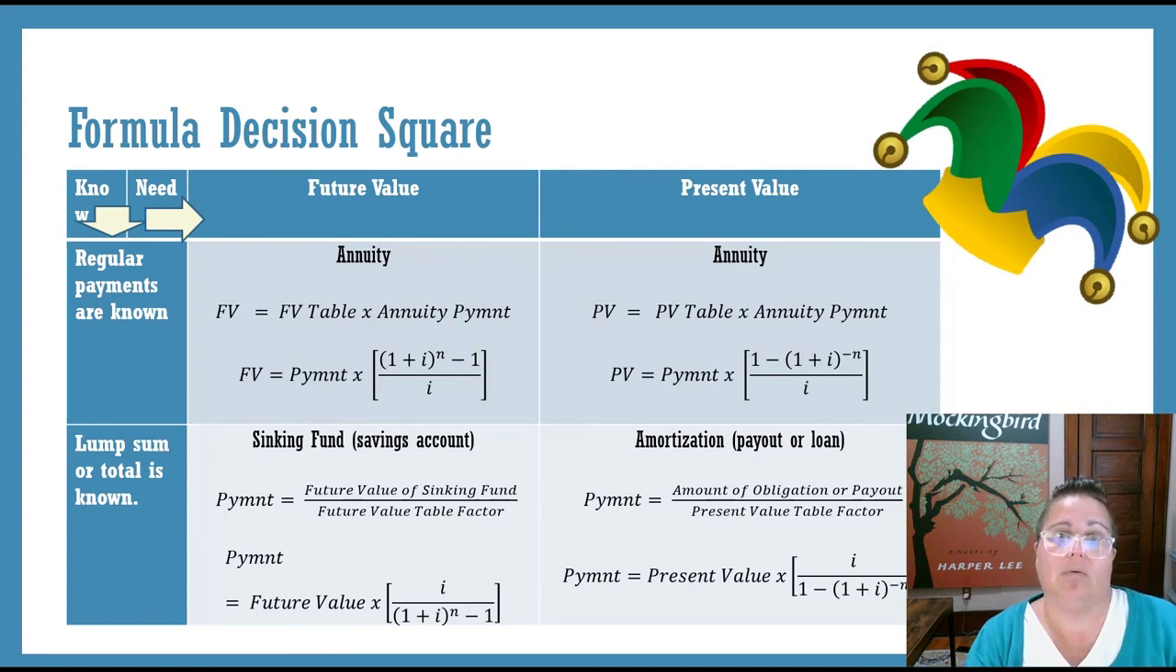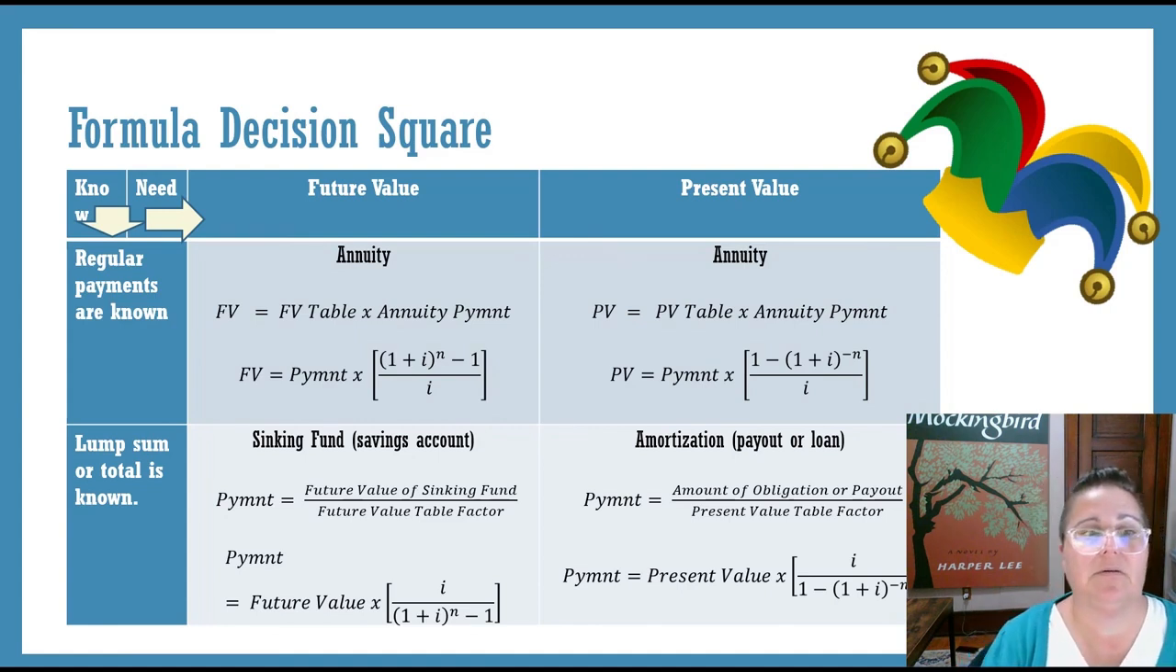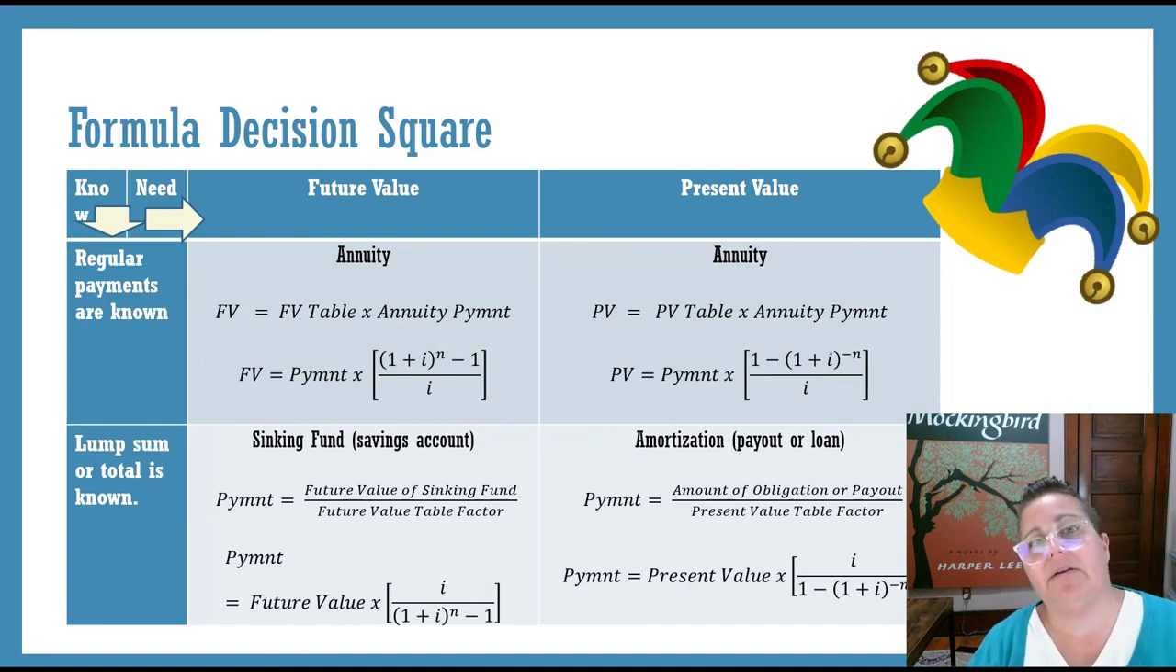What do you know? If you know the regular payments, so if you know how much the monthly payment or the quarterly payment is, and you need the value in the future, then you use the first square here. That's the future value annuity. If you know the lump sum and you're trying to find the payment amount, right? You know the lump sum, so you know how much you want to have in the future, and you're trying to determine what your payments need to be. That's a sinking fund.